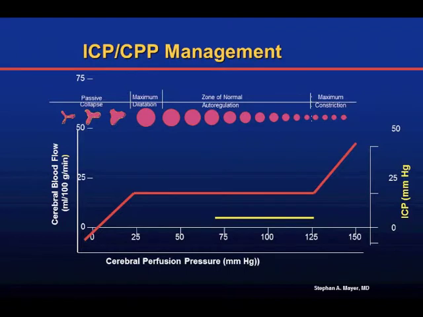Now, another important principle in terms of managing states of elevated intracranial pressure has to do with understanding the relationship between the mean arterial pressure, or the CPP, and the ICP in states of reduced intracranial compliance. States of reduced intracranial compliance can be easily recognized when patients have reduced level of consciousness and the CT scan shows intracranial mass effect.